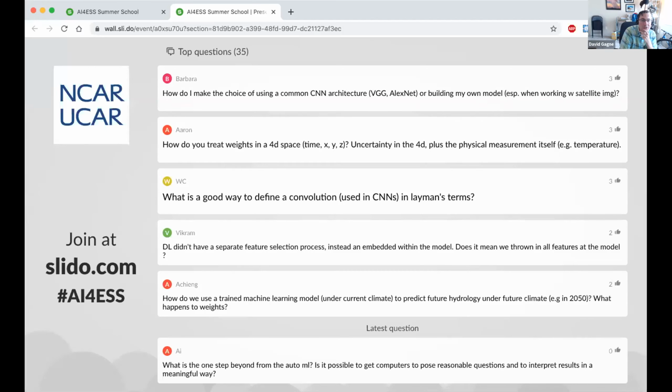So next question: how do I make the choice of using a common CNN architecture such as VGG or AlexNet versus building my own model, especially when working with, say, satellite imagery?